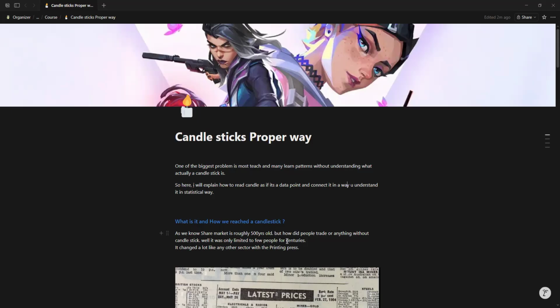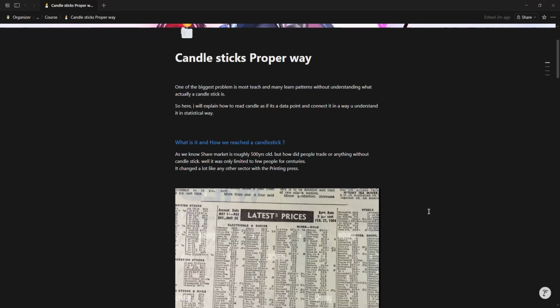As we know, the share market is roughly 500 years old. It's very historic. So how did people trade without candlesticks? Back then, it was limited to a few people, and a lot of people didn't even know this thing existed. It changed a lot, like many other things in the world, with the printing press. When the printing press started, newspapers started showing the prices.